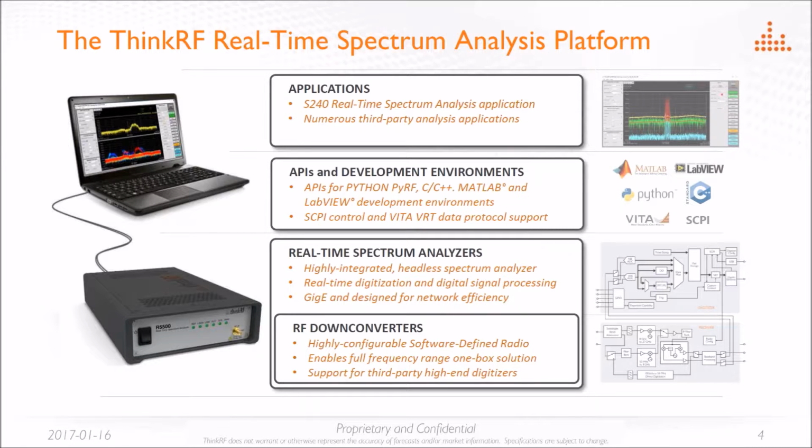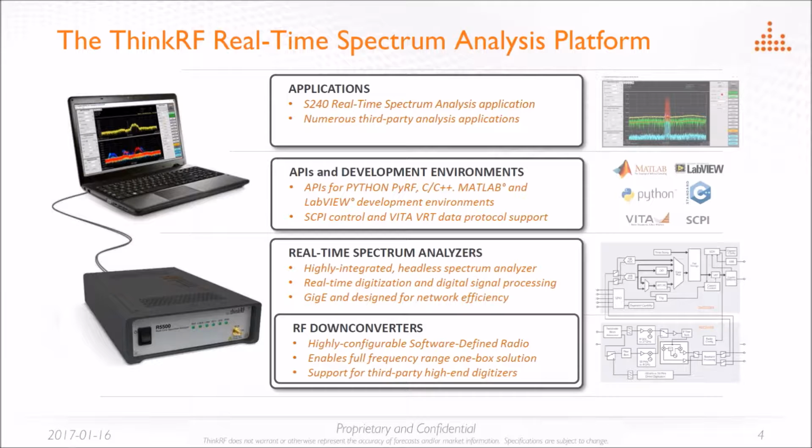In terms of our spectrum analysis platform, on slide number 4, this slide describes the architecture of the product from the hardware all the way up to the software application layer. At the hardware level, we have a highly configurable SDR product that enables a full frequency range, so we cover from 9 kilohertz all the way up to 27 gigahertz in one box. We also provide support for interfacing that radio front end with third-party high-end digitizers for RF streaming applications.